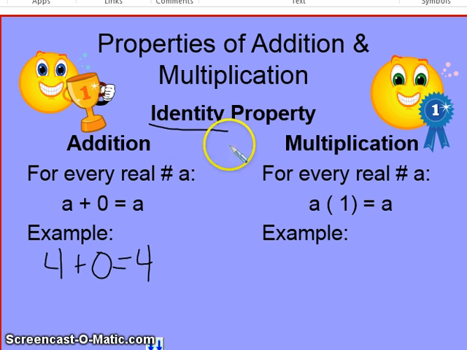Multiplication also has an identity property. It says that for every real number a, a times 1 equals a. Or, basically, if you multiply a number by 1, it maintains its identity. If we used a different real number, say 7, and multiplied it by 1, it would maintain its identity, or it would stay 7. So multiplying by 1 is the multiplicative identity.